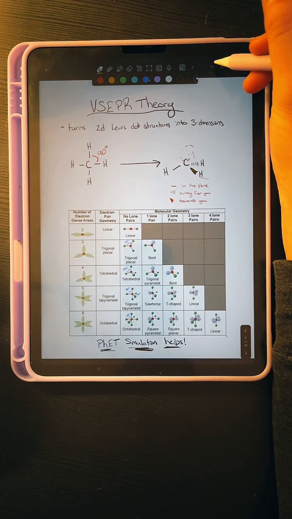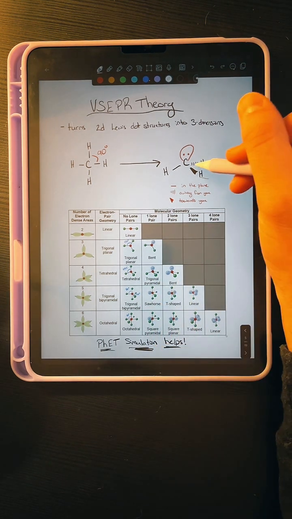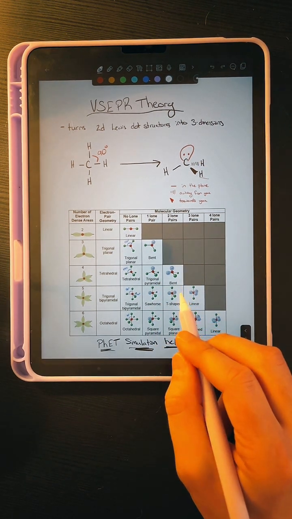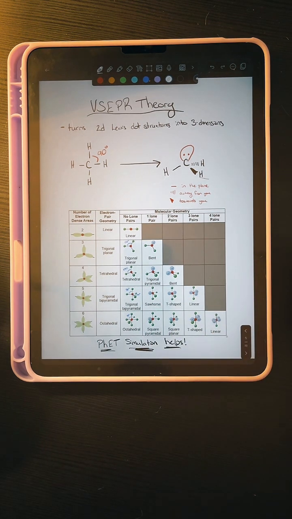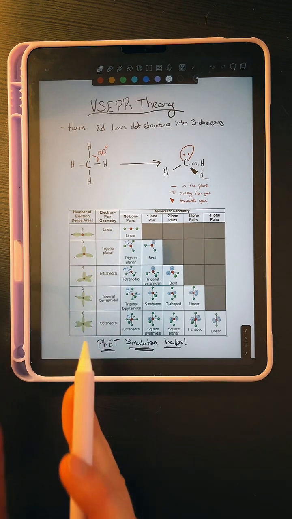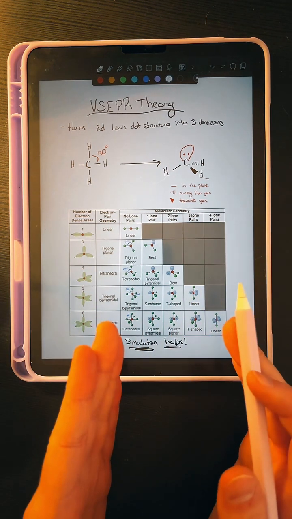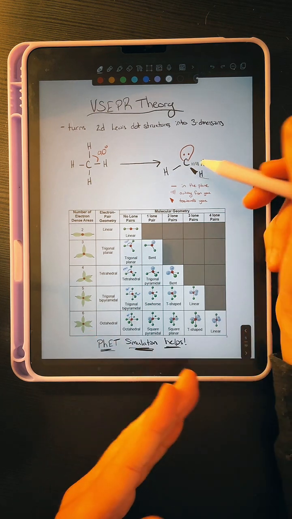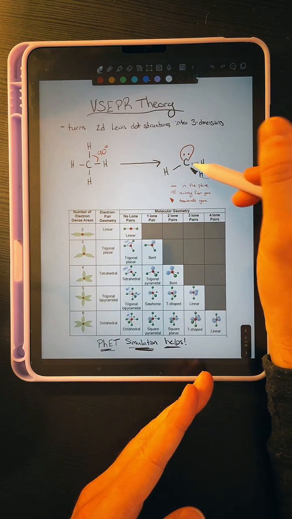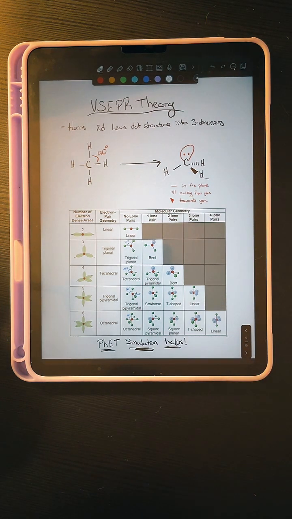Now, if we had 2 lone pairs, that would change it. We would get rid of another one, and we'd have 2 lone pairs. Now we're bent. So our overall electron geometry includes everything. Molecular geometry only includes our atoms that the center atom is bound to.